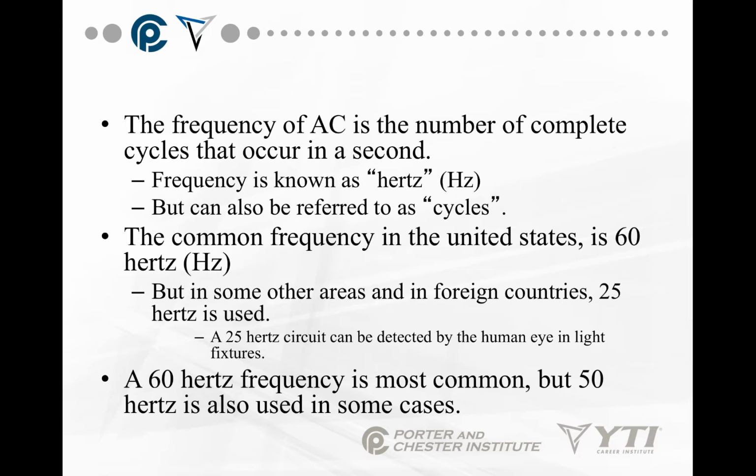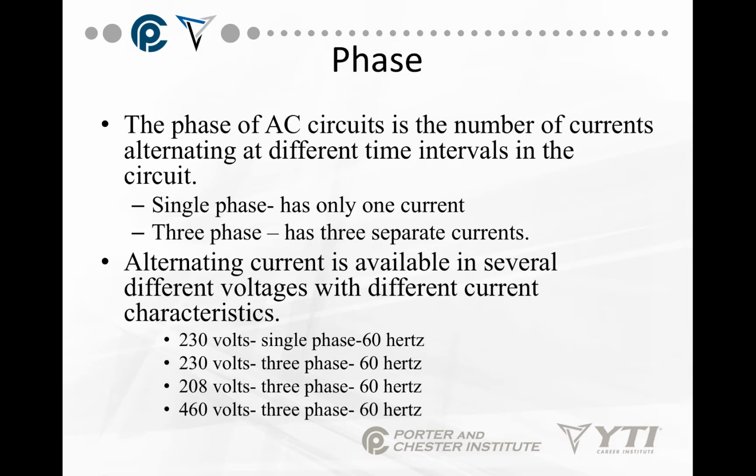But it's also referred to as cycles. The most common frequency in the United States is 60 hertz. But in some areas, in sub-Saharan countries, 25 or 50 hertz is used. A 25 hertz circuit can be detected by the human eye in light fixtures. The 60 hertz cycle is most common, but 50 hertz is used in some cases.